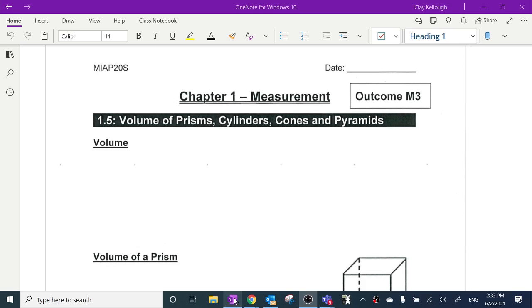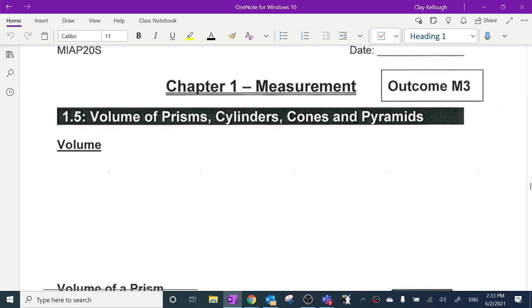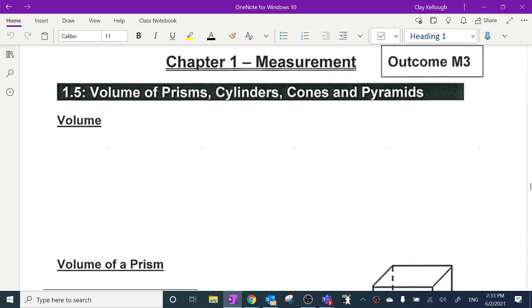Okay, we're recording. Today's lesson is 1.5 volume, and then we're going to move into 1.6 after that.